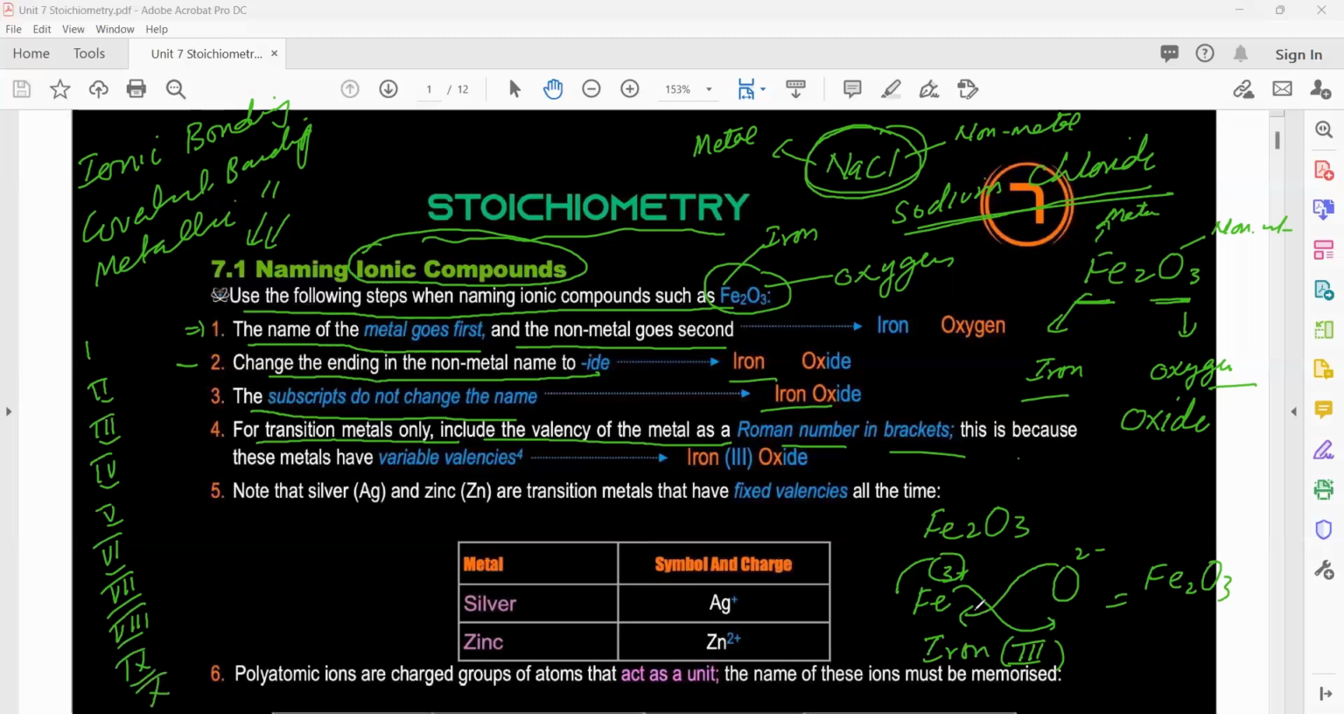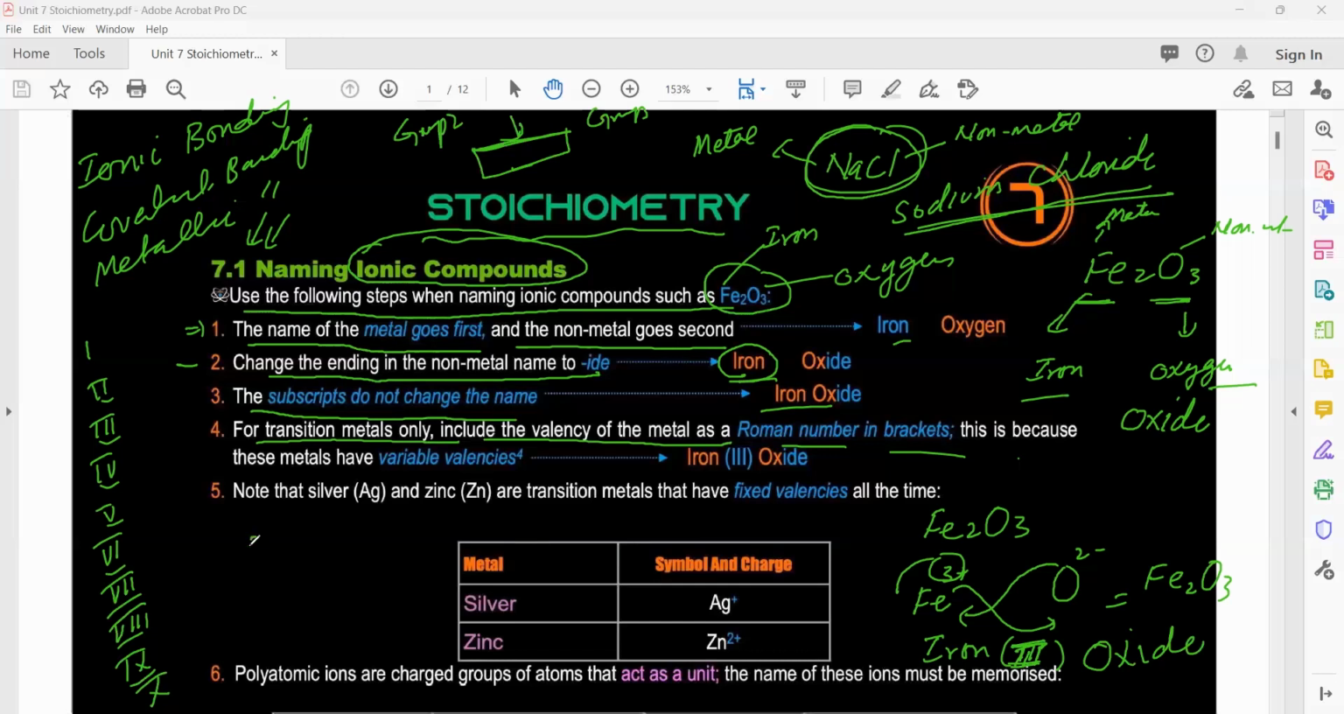They're saying that if it is a transition metal, you know that in the periodic table, group 1, group 2 and group 3, in between all this block is known as transition metals, and iron is one of the transition metals. So when you want to name an ionic compound and the metal inside that compound is a transition metal like iron, its valency you will write in the form of a Roman numeral like III, and then you will write oxide.